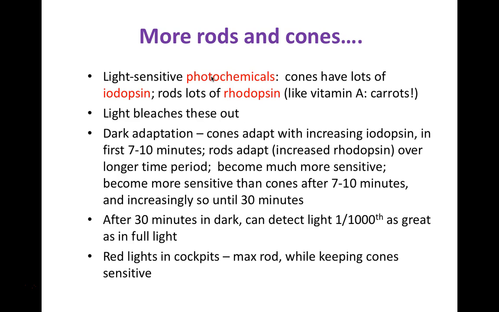So we might have asked, why in cockpits of airplanes do they use red lights? Well, one of the things with red lights is that you can get the rods to do this adaptation. They become increasingly sensitive, and we switch to rod vision. But at the same time, this light keeps the cones sensitive. So that's one of the reasons pilots tend to see controls better under red light.